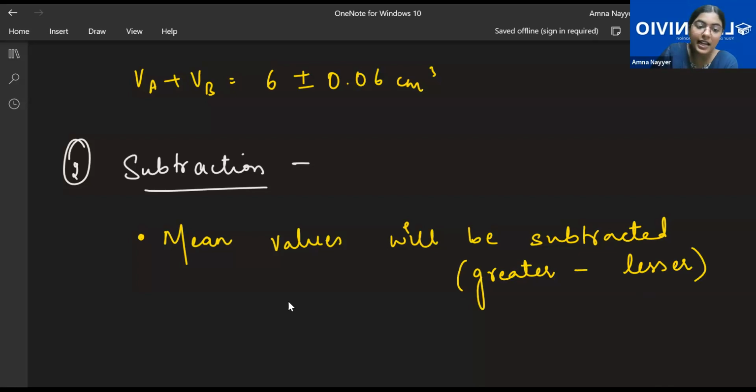Now, second point is that error will still be added. Whatever is the mean absolute error, this will still be added. Here, you're not going to subtract the errors that you're getting. The way the errors were getting added in case of addition, here also the errors will be added. So, errors will be added.